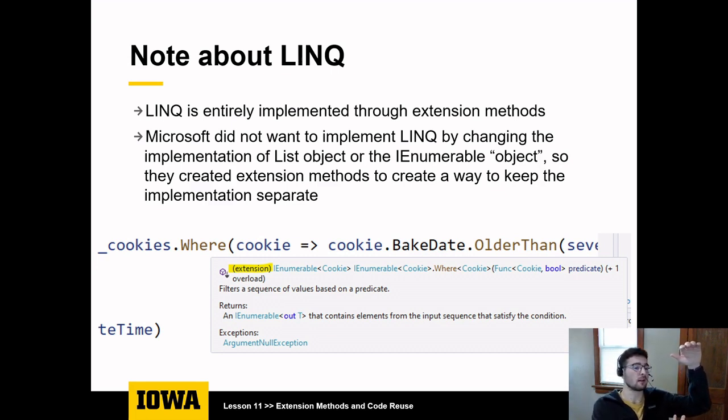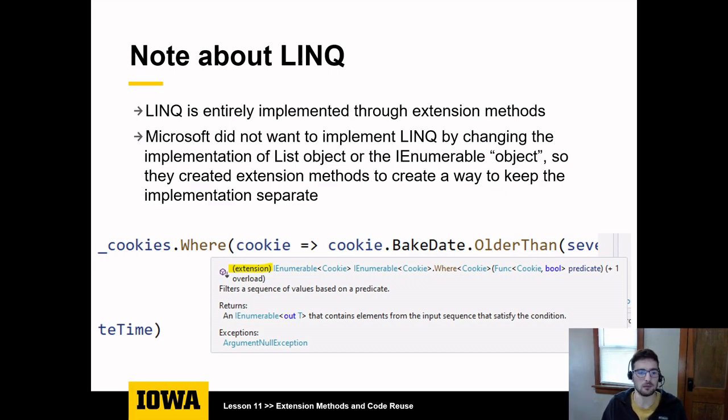You wouldn't find it there because it's an extension method. So it could be anywhere else, right? It could be anywhere else, but it won't be in that list class. So this is kind of an interesting thing because when Microsoft released LINQ, they also had to release extension methods. I mean, it's entirely implemented through extension methods.